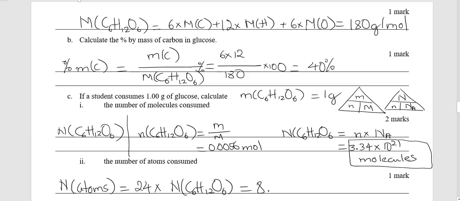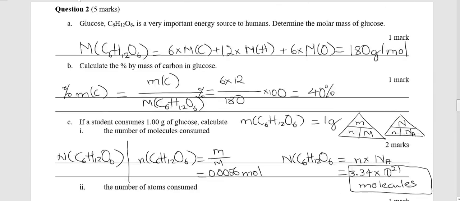And multiply it by 24, so I get 8.03 times 10 to, I don't know why my handwriting just gets bigger all of a sudden, 22 atoms. And I think that's it. Is there anything else on this question? No, we're good for question 2.